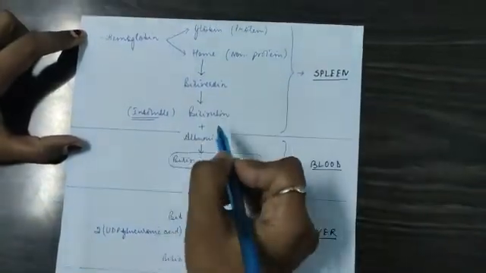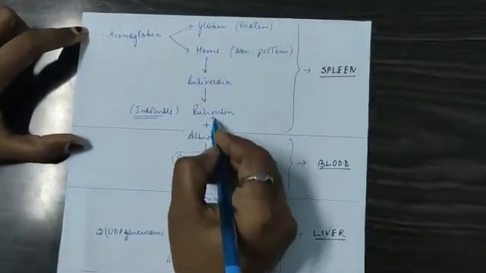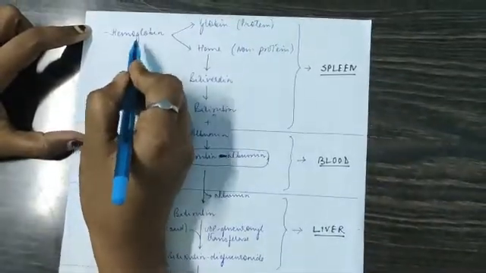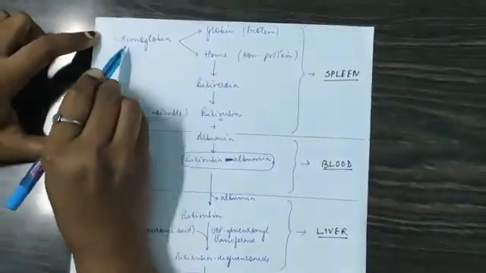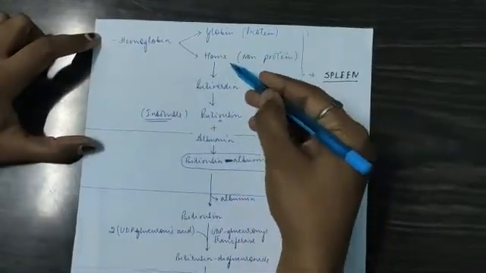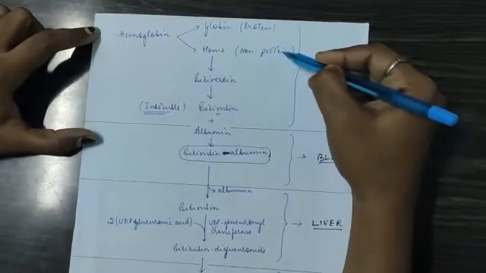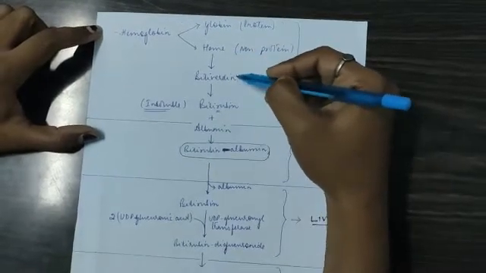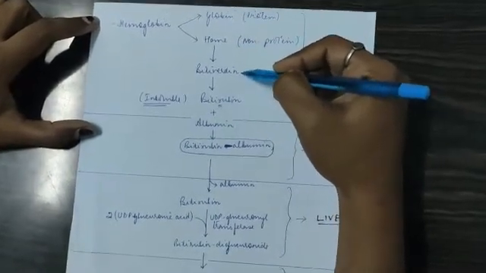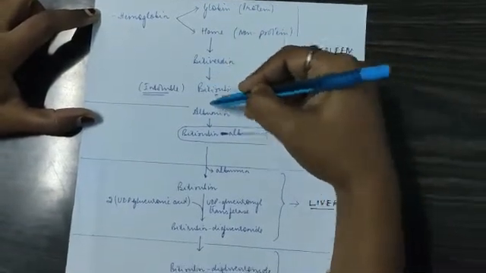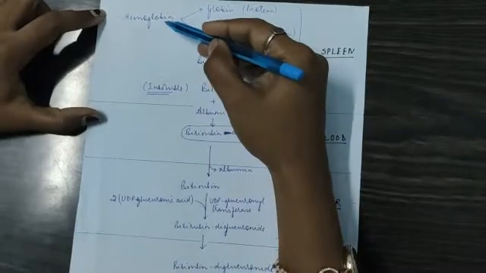Coming to bilirubin, this is a compound which we get from hemoglobin. Hemoglobin has two parts actually, the globin part and the heme part. Globin is the protein part and heme is the non-protein part. When this heme is degraded, it gives us biliverdin, and then biliverdin gets converted to bilirubin. So if asked from where we get bilirubin, we get bilirubin from hemoglobin.